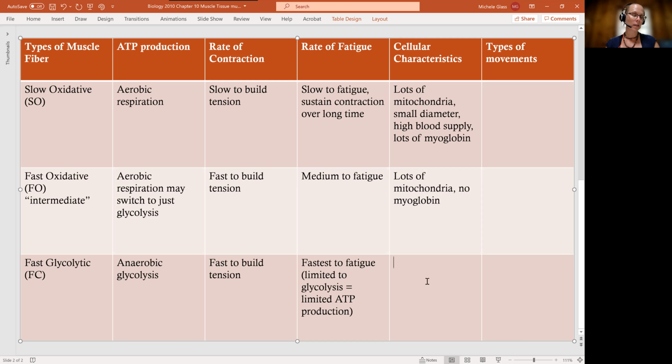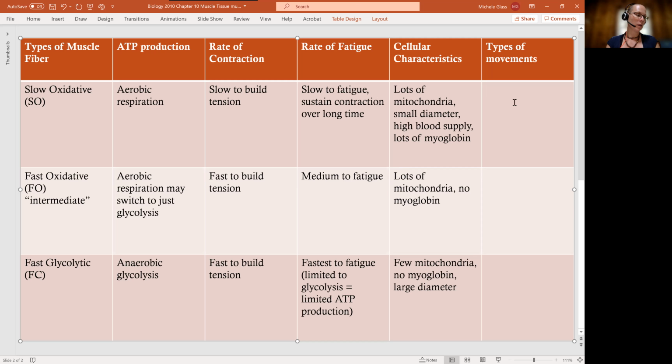When we look at the fast glycolytic muscle fiber, this one has few mitochondria because they're just doing glycolysis. So they don't really need the mitochondria here. And no myoglobin. It's going to have a large diameter, which allows it to really do these rapid and forceful types of muscle contractions. So this is going to be a super powerful muscle fiber, but it's going to fatigue really quickly. So let's look at what types of movements we might see in each.